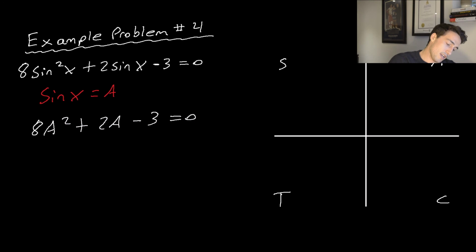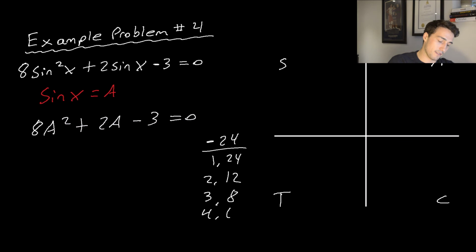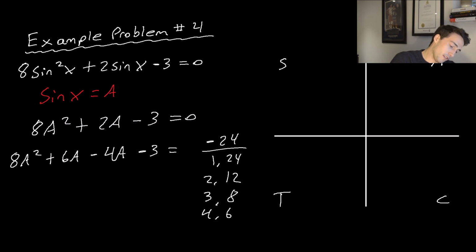So what we're going to do is negative 24, that's 8 times negative 3. The factors of it are going to be 1 and 24, 2 and 12, 3 and 8, 4 and 6. And we need some of these to sum to 2a. So for 8a squared, it's going to be 6 and 4, because if I do positive 6 and negative 4, that's going to be positive 2a, and then 6 times negative 4 is going to be negative 24, which is what we're trying to get. So I can do plus 6a minus 4a minus 3 is equal to 0.